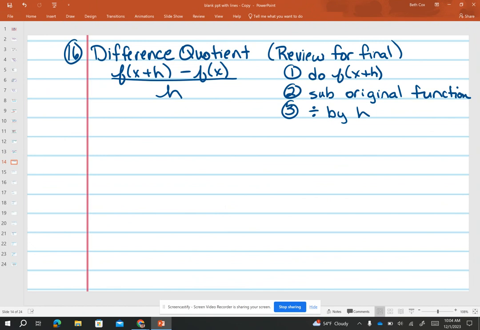Next up, we have a review from the final for a difference quotient problem, and we will do that one next.